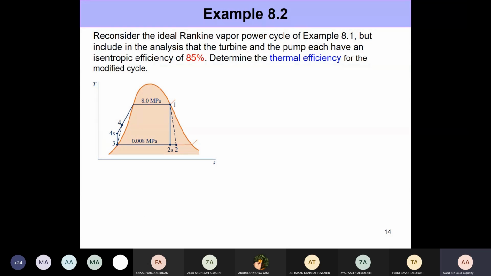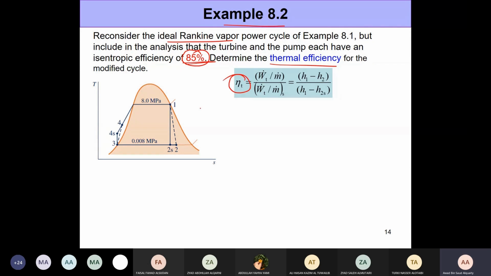All right. So in this example 8.2, we need to reconsider the ideal Rankine cycle that we just did for 8.1. But here we need to consider that the turbine and the pump both have isentropic efficiency of 85%. We just need to determine the thermal efficiency for this new cycle. So this is the formula for the isentropic efficiency of the turbine. By the way, the formulas are given in the formula sheet.